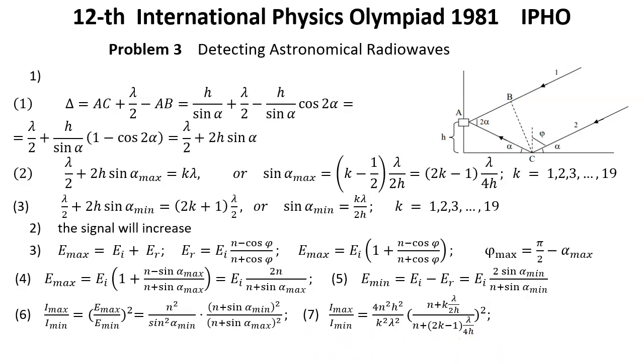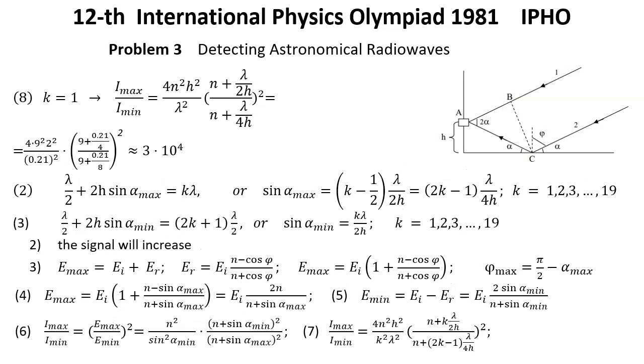Using this general formula, we can determine the ratio for the first maximum k equal 1 and the next minimum. For the equation number 8, we have k equal 1. It means that I maximum over I minimum equal this expression, and after putting numbers, we have this ratio is about 3 multiplied by 10 power 4. That was solution for question number 3.